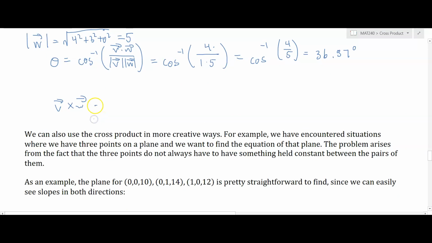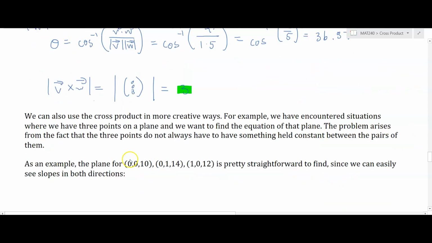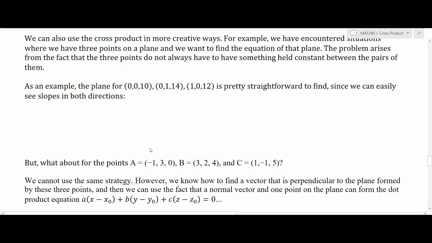So the magnitude of the 0, 0, 3 vector, you can maybe see this already, is going to be the square root of the sum of the components squared, which is going to come out to be 3. So the fact that this magnitude of the cross product matches the area of the parallelogram, again, justifies that the magnitude of the cross product is the area of the underlying parallelogram formed by any two vectors. So that's a neat little property. Now we can also use the cross product in more creative ways.